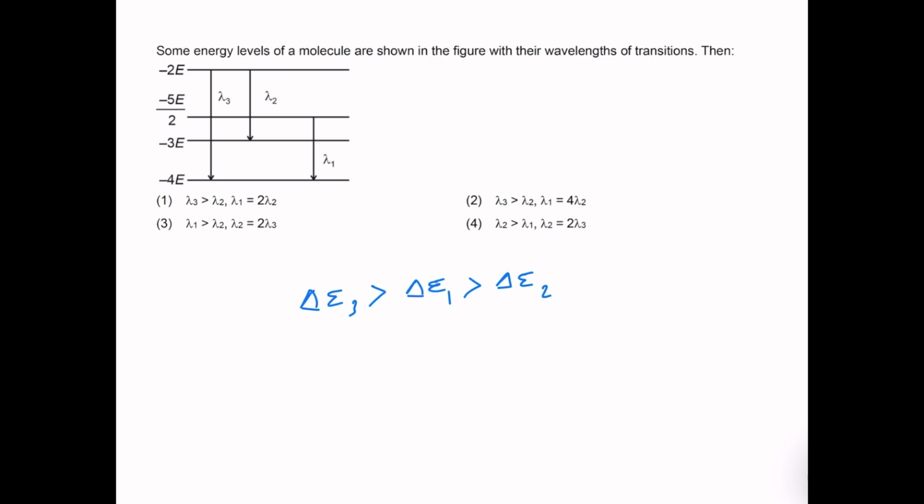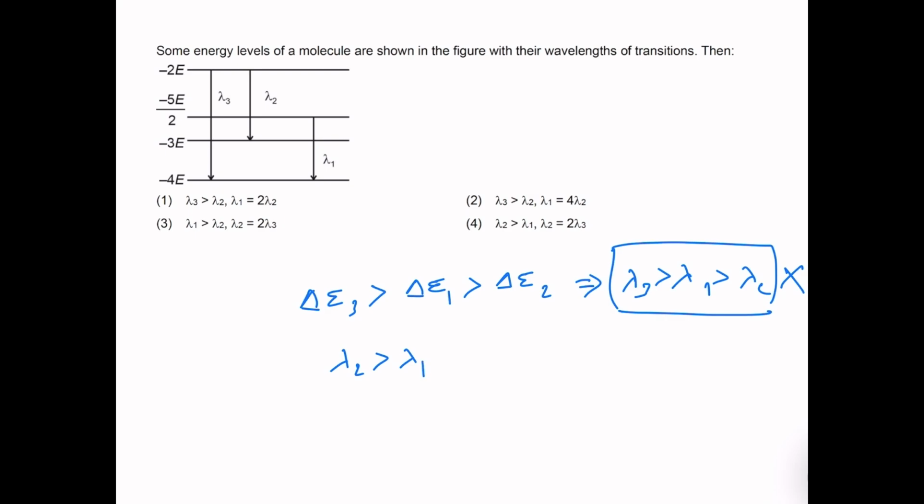which is greater than delta E2. This doesn't mean lambda 3 greater than lambda 1 greater than lambda 2. Remember, energy is inversely proportional to wavelength, and therefore, in terms of wavelength, what this means is that lambda 2 greater than lambda 1 greater than lambda 3. That is the correct relationship here.